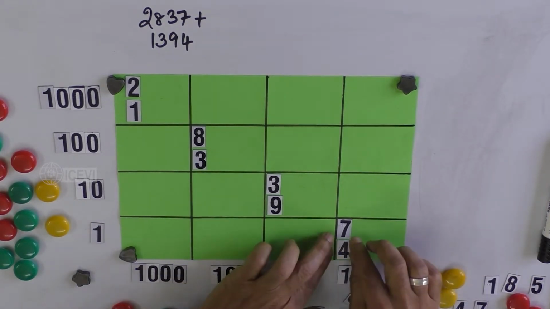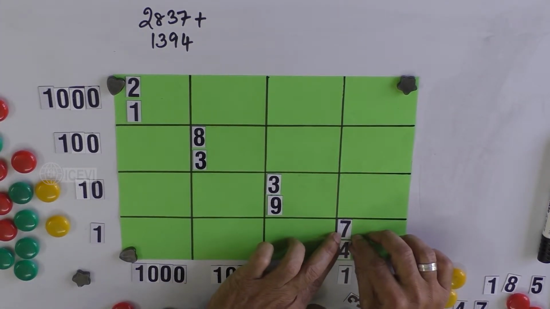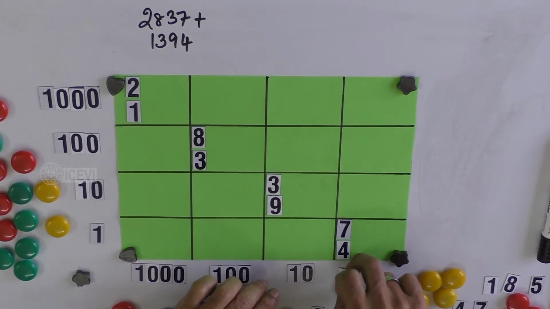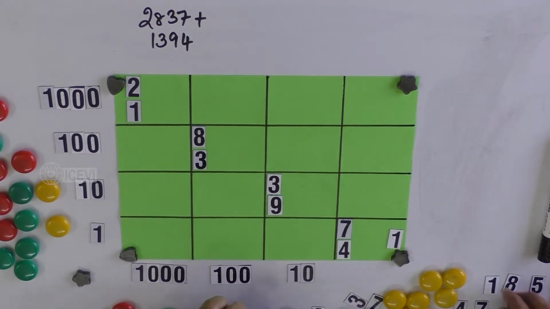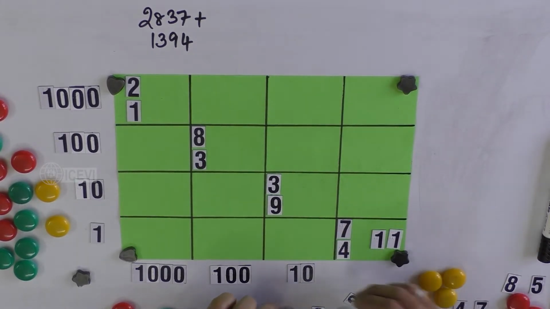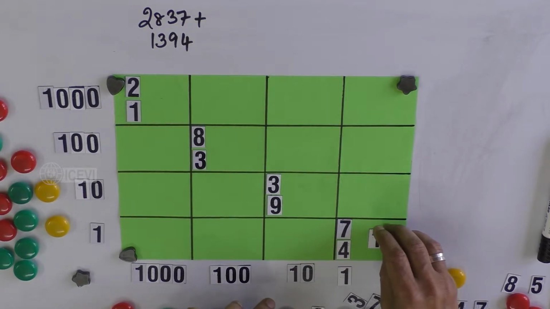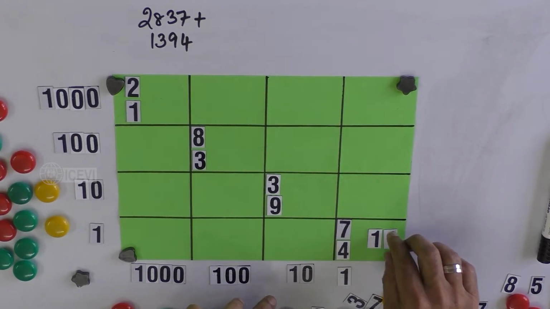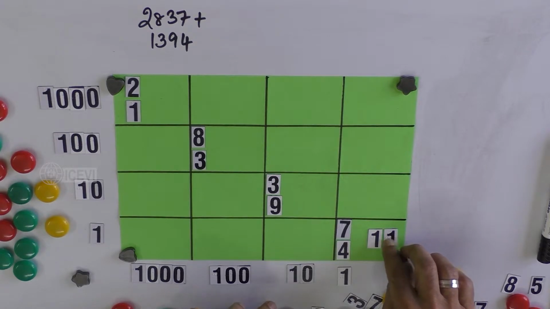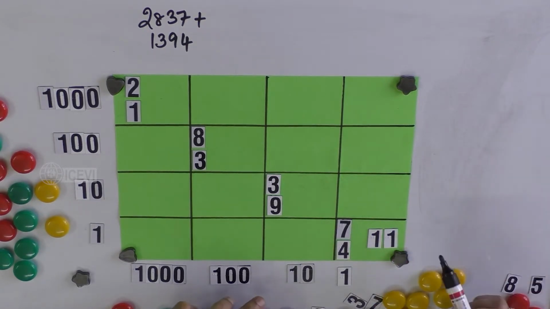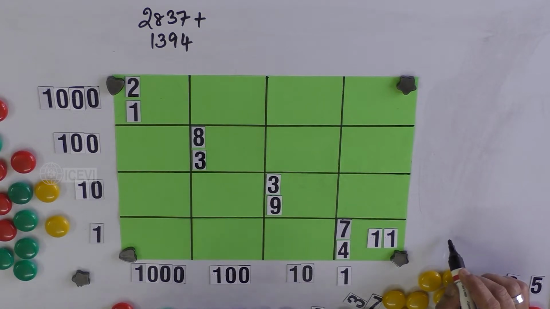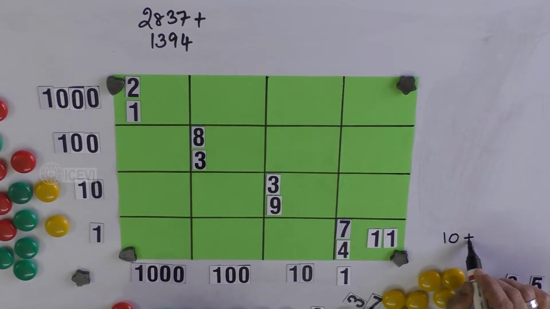Now 11. But 11 has 2 digits. Now it cannot be 2 digits in the unit column. That means what happened? So you have to keep the 1 in the unit column. What is the expanded form of 11? Now you get the expanded form. That is, the expanded form of 11 is 10 plus 1.